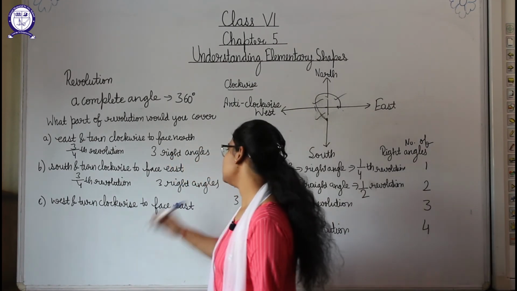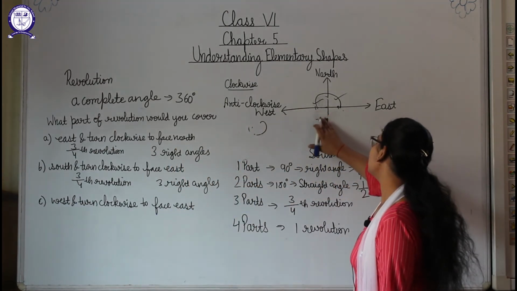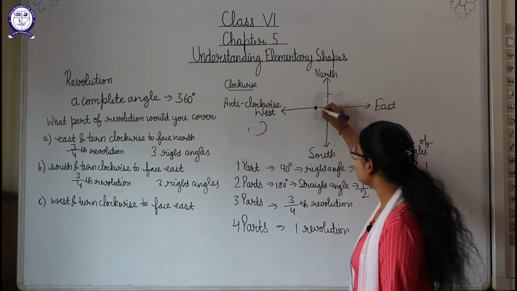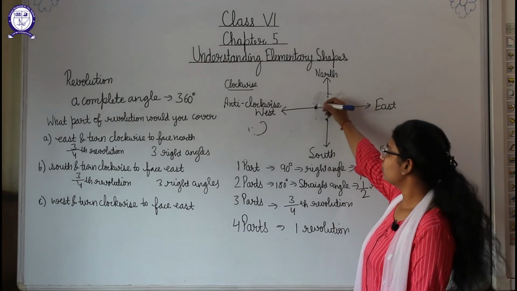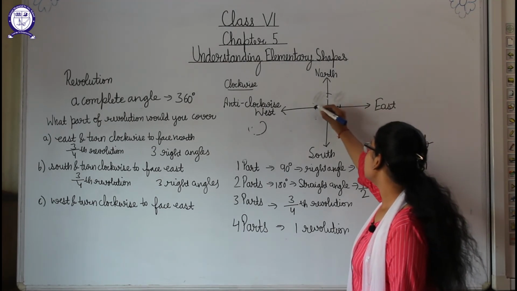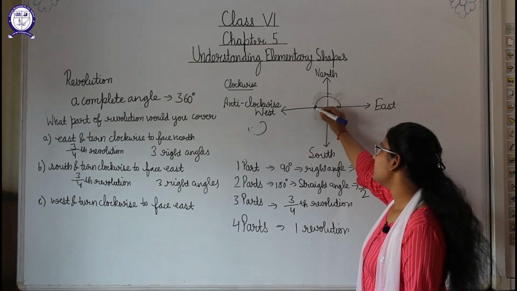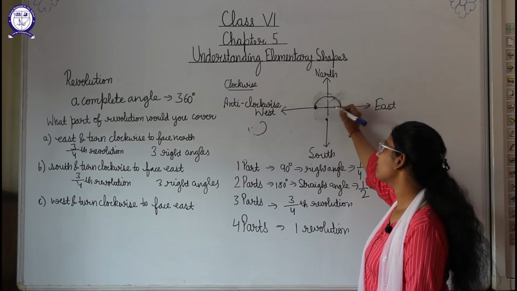Now next one is west and turn clockwise to face east. Means you are now at the direction west. So this is the west direction here. And turn clockwise means again we will go like this and face east, from west to east. So from west here, we are coming to east, also in the clockwise direction. So this is the clockwise direction.